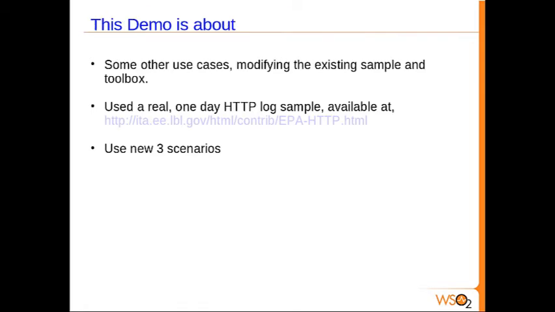In this demo, we are going to extend the existing toolbox. Here we are using a real HTTP log sample, which is available at the given URL, ita.ee.lbl.gov/html/contrib/EPA-HTTP.html. It's a 24-hour real log sample which contains a lot of host addresses and IP addresses, and instead of resolving IP addresses into geolocations, we are doing some other analytics in this demonstration. There are 3 scenarios we are going to cover.